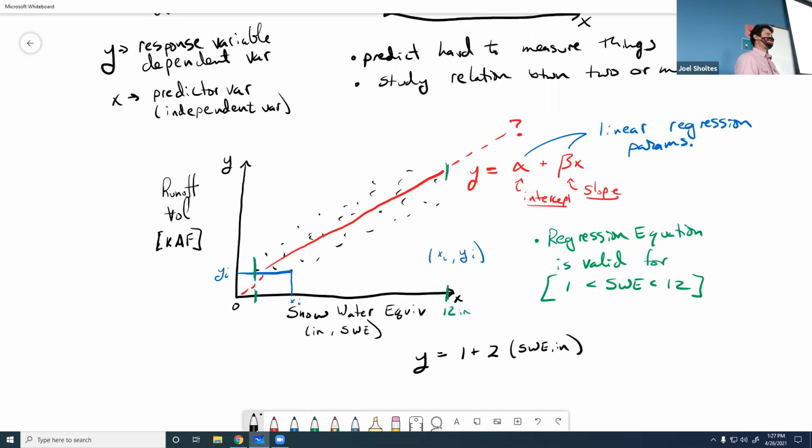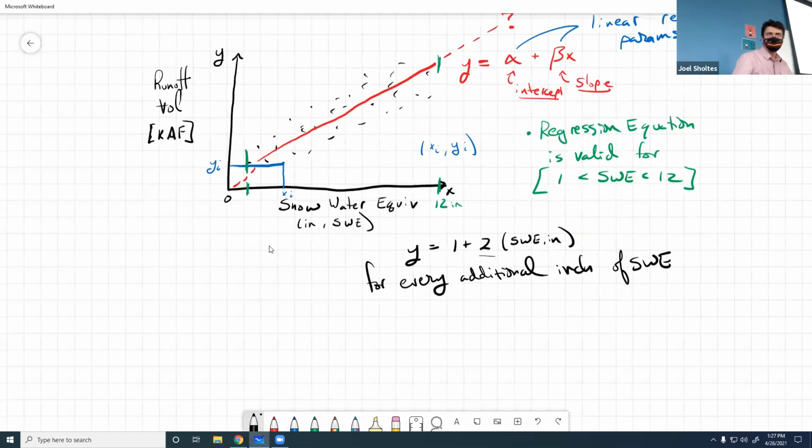How can I interpret this equation? If I say for every additional inch of SWE that I measure, that results in what? So if my slope is 2, then it's just 2 times, right? So then for every additional inch, we can expect how many kiloacre feet?